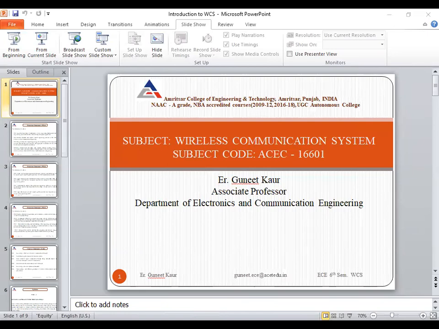Before going to start the course curriculum, I want to discuss the importance of this subject in the form of your program outcomes and your course outcomes. Then I will discuss your course curriculum, or the syllabus of this subject. Now I am going to start with the program outcomes. What are program outcomes? I am going to the next slide.